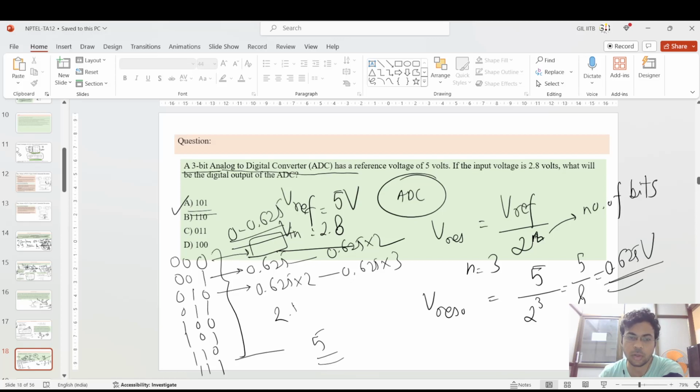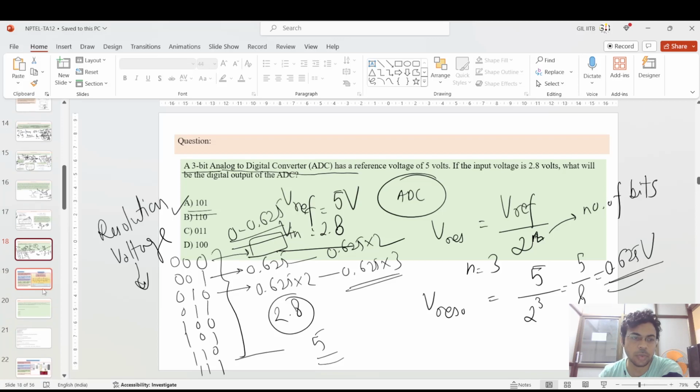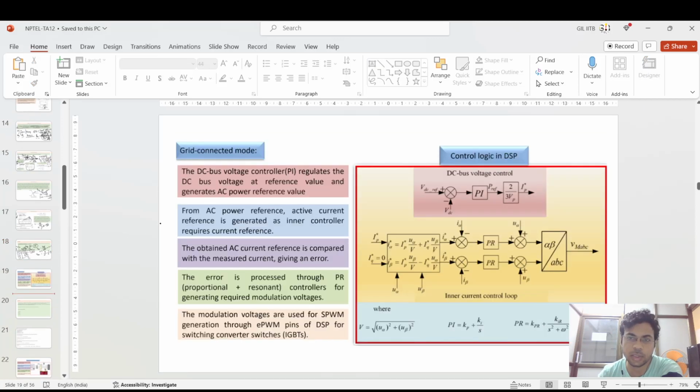Okay, so this 101 logic will come with this 2.8 volt, that you can check by multiplying these voltages. So the basic thing is that you need to know the resolution of your ADC and the voltage which you desire and at what bit it will come. Okay, so this is important.